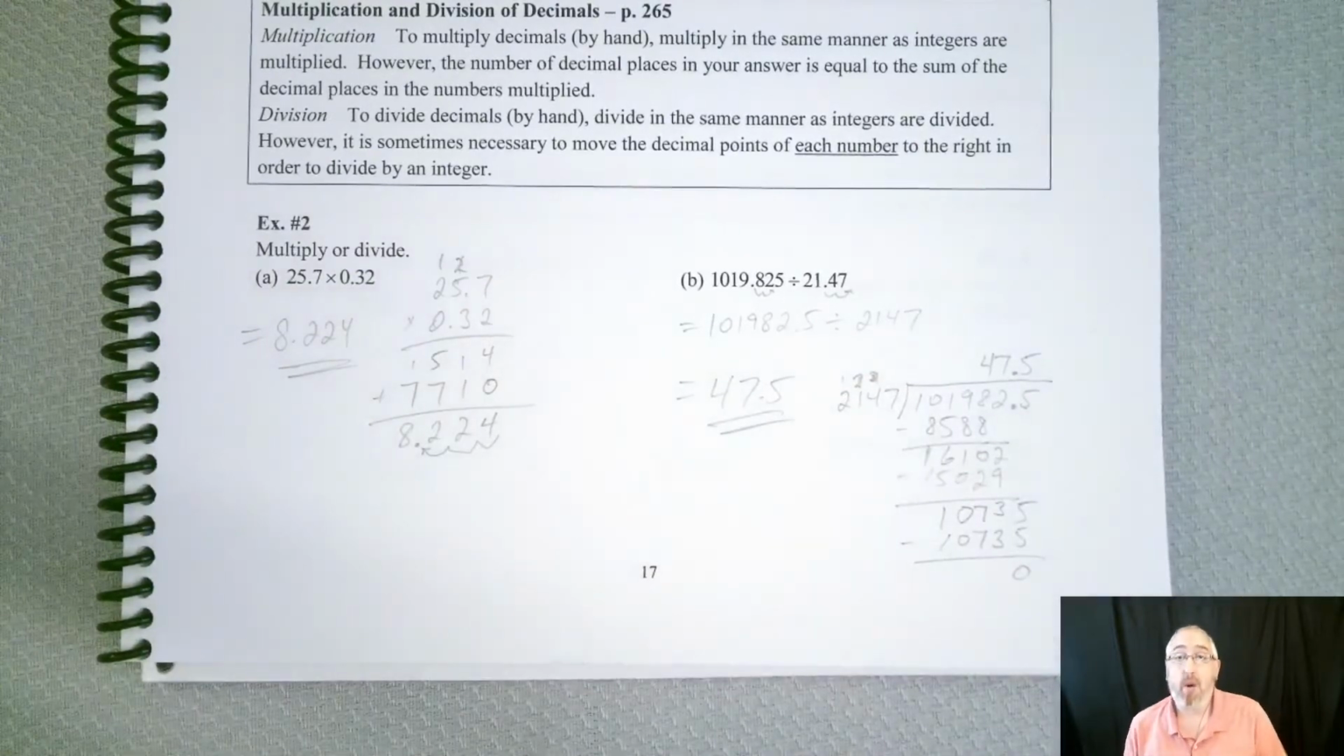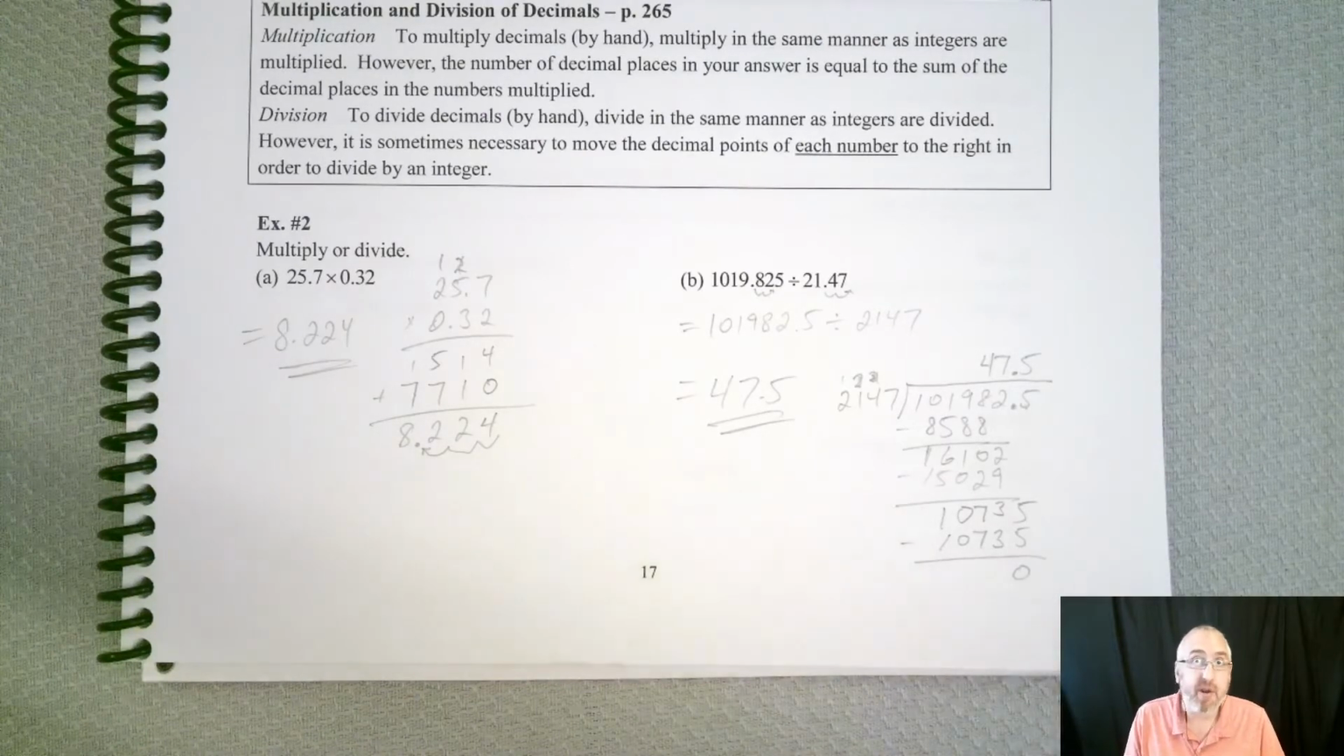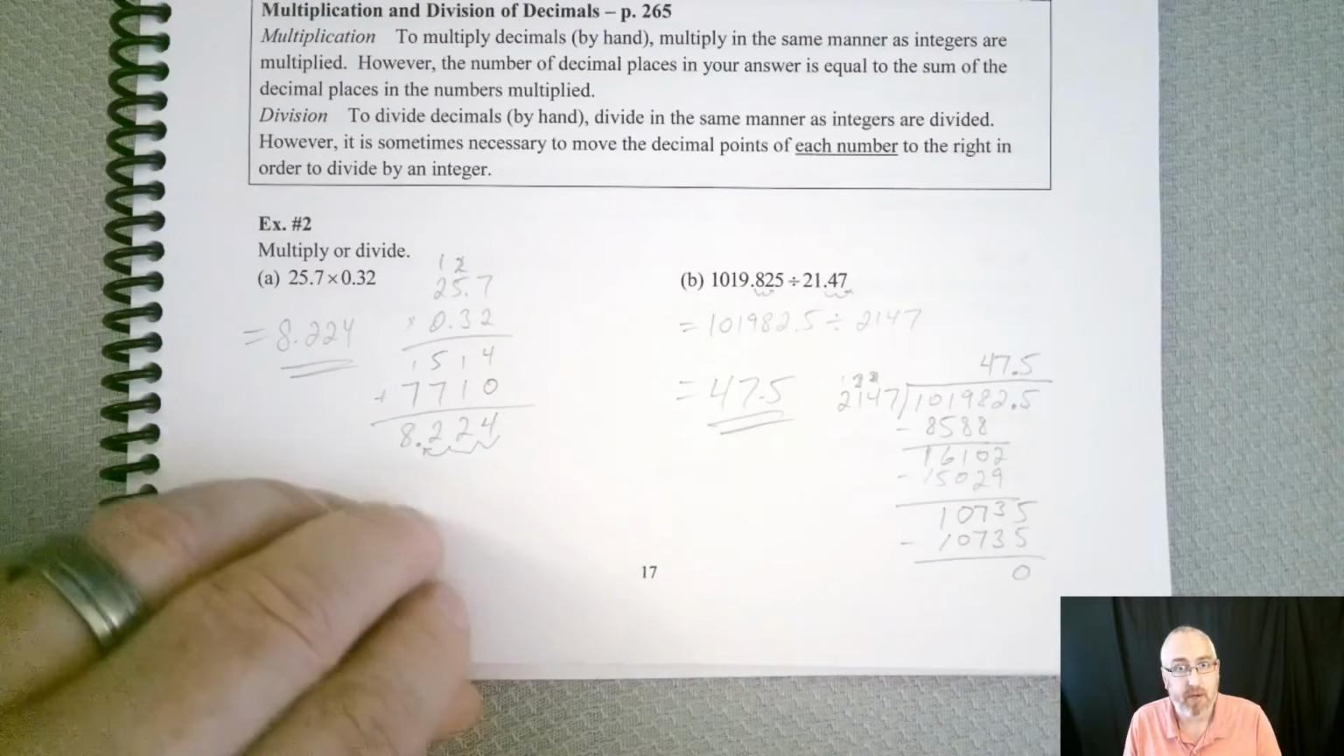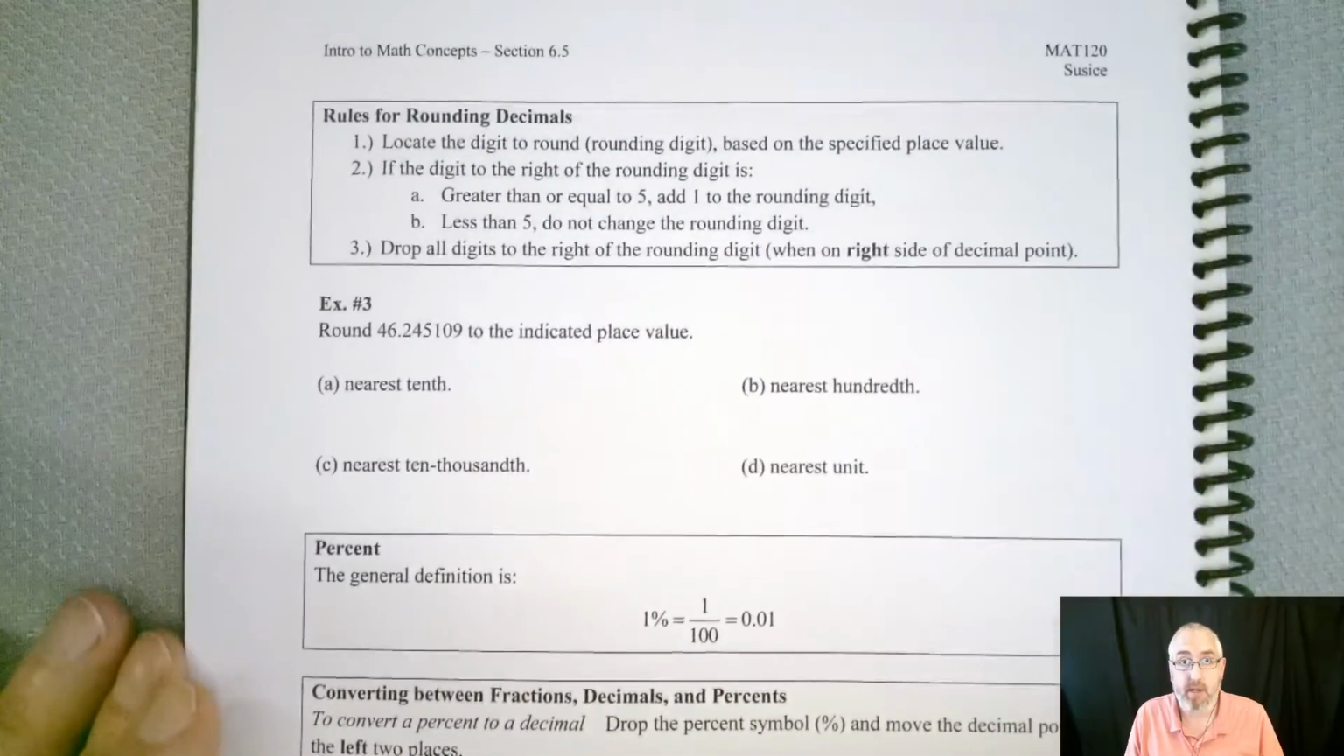Okay, now they don't always come out nice. Sometimes you got to keep adding zeros, and it goes on forever and ever. But in some cases you get lucky. But remember, calculators are there. Now, if you want to try it by hand, but you're not sure if you did it right, definitely use that calculator to check. So, all right, let's move on to rounding decimals.